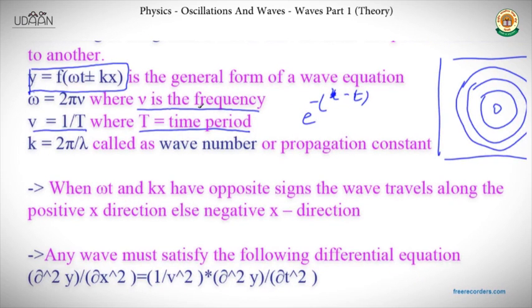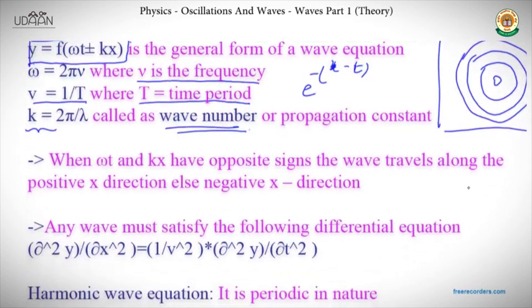And then we encounter a new parameter called k. K is called the wave number. It is equal to 2 pi by lambda. So it is related to lambda in the same way as omega is related to the time period.